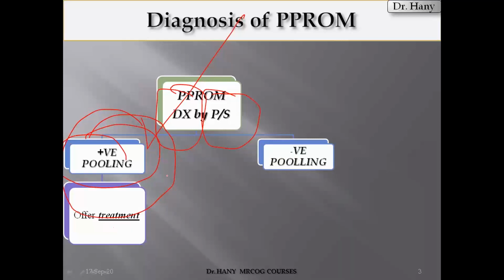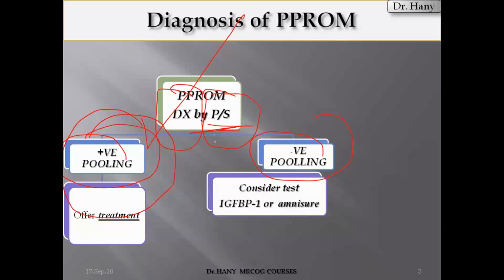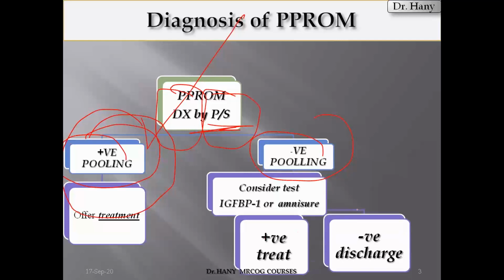I will tell you. Negative pooling, you didn't confirm. There is no pool, no liquor in the posterior vaginal fornix by your eye, by the Cusco speculum or the per speculum examination. So you will consider doing the insulin-like growth factor binding protein 1 or the AmniSure, which is the placental alpha microglobulin 1. If this test is positive, treat the patient, as I will tell you now. If negative, discharge the woman.